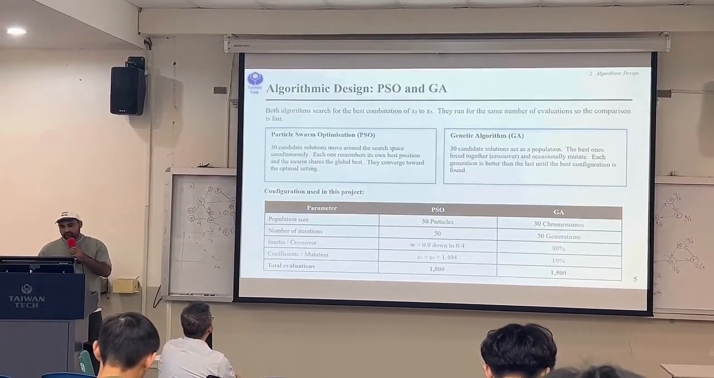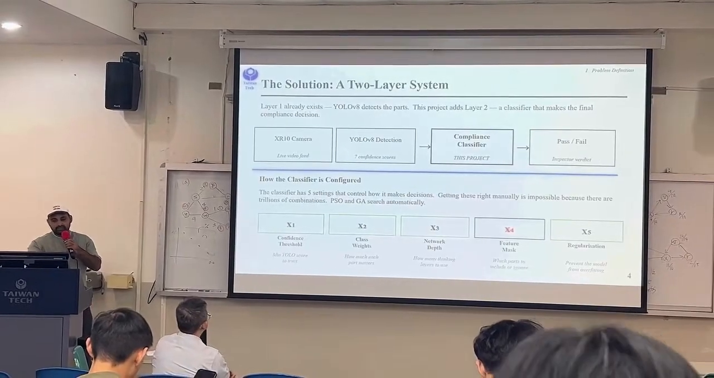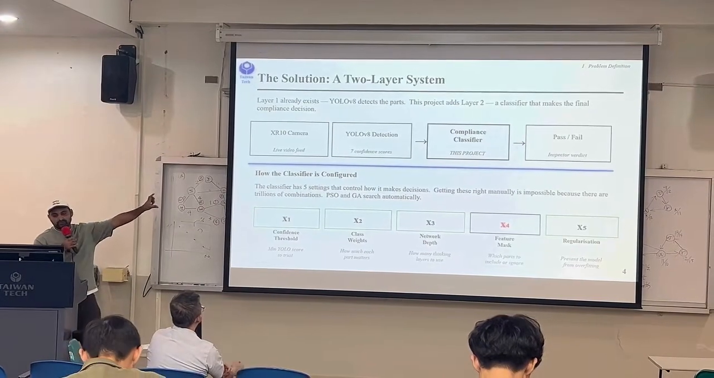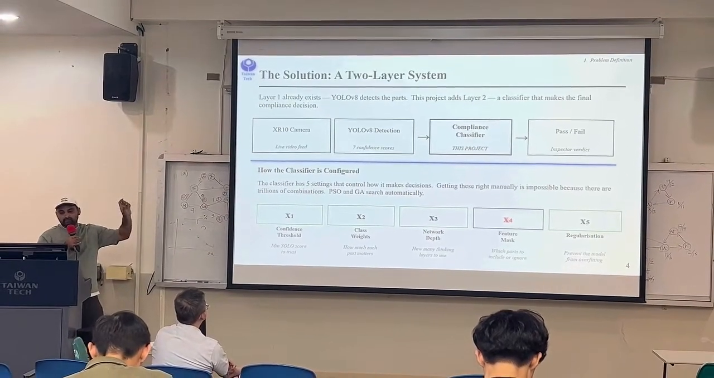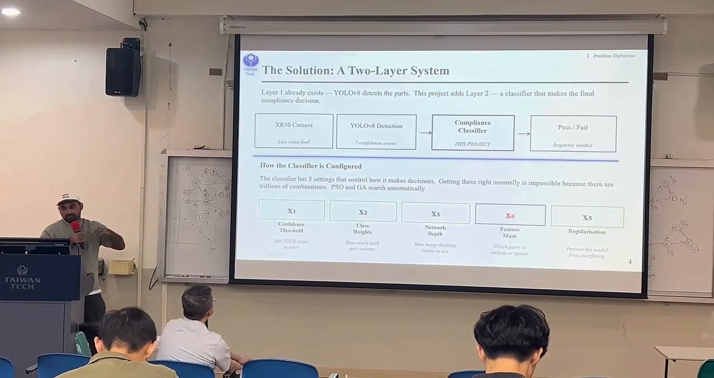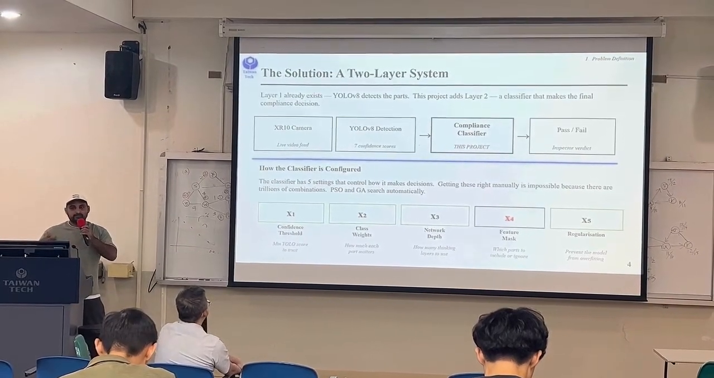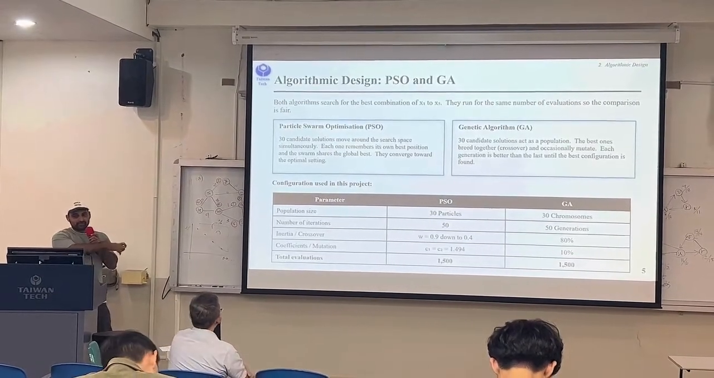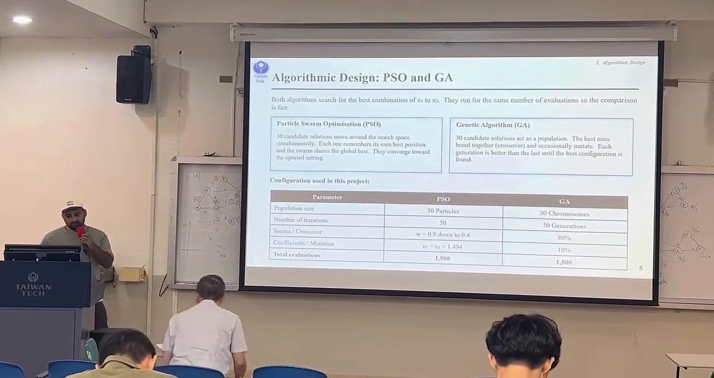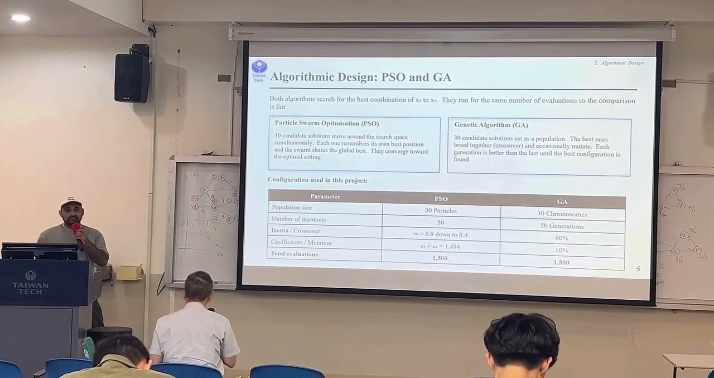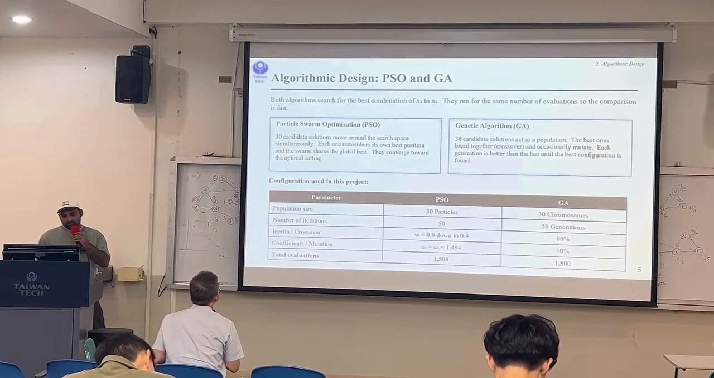Before moving forward, I just want to let you know how it works exactly. You see on the first row, I use an XR10 camera for the live feed, and then a YOLO detection for the 7 confidence scores, and then the classifier, and at the end I will get the result as a pass or fail. You may find it complicated here, but I will show you the live demo, and you will get the idea how it exactly works. For that I use PSO with 30 particles and GA with 30 chromosomes as the population size.